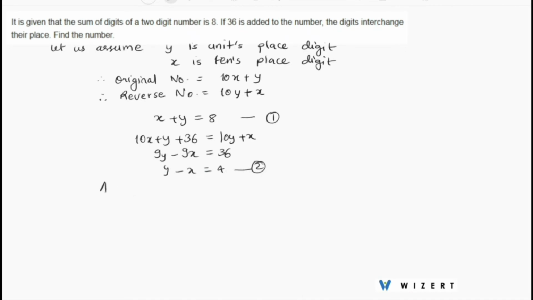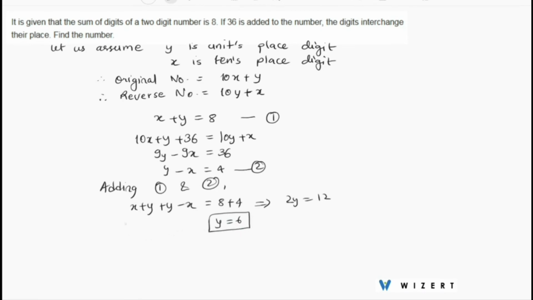Now by adding 1 and 2, we get x plus y plus y minus x equal to 8 plus 4. So x gets cancelled out and we are left with 2y equal to 12. So we get the value of y as 6.